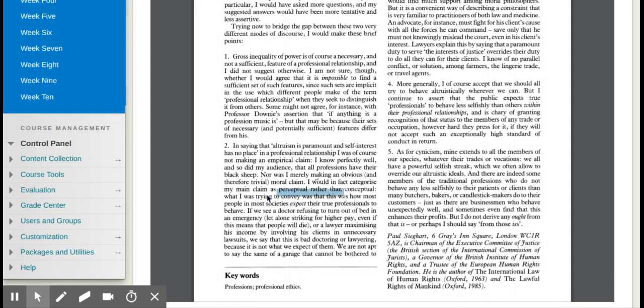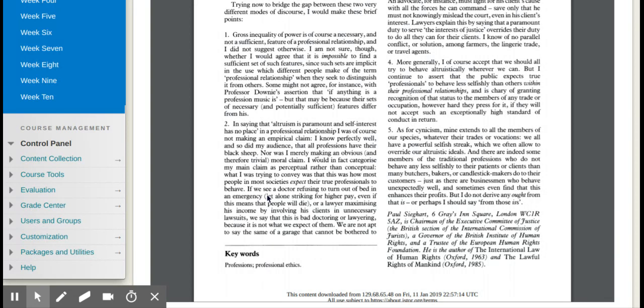So the idea is perceptual rather than conceptual. He says, what I was trying to convey was that this was how most people in most societies expect their true professionals to behave. Now, Downey himself said that the idea of a profession is rough around the edges. It's historical in nature, that it may be impossible to actually provide an objective definition of what a profession is. It may be that it's more historical in the sense that it has to do with the way people have come to perceive certain job occupations like law and medicine. And I think that that's a pretty strong point, actually.